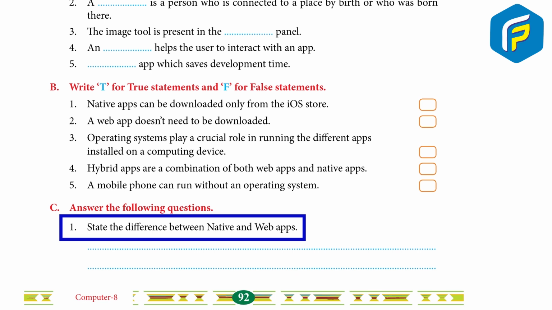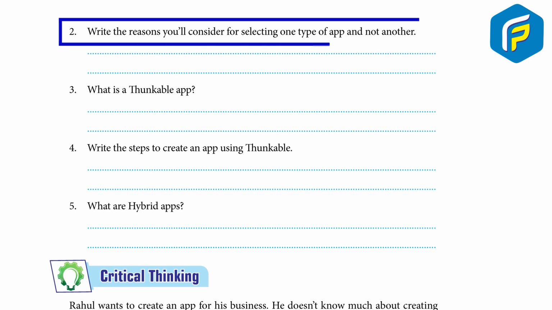Web app: Apps that can be used with a web browser are referred to as web apps. It does not occupy space in the device. It is easy to maintain. 2. Write the reason you will consider for selecting one type of app, not another. Answer: Choosing the right app.